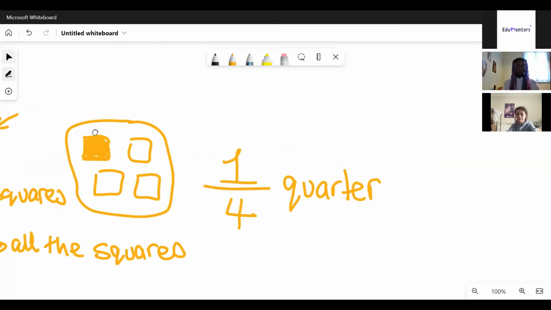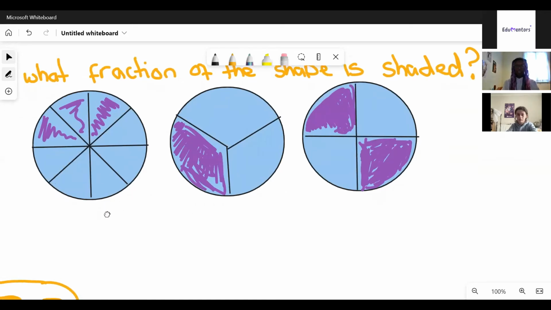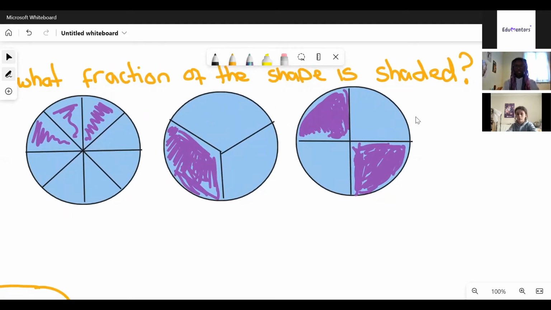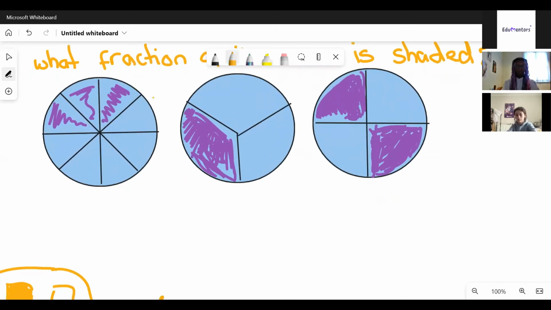That's good. So if I go up here to do more examples, now we have circles, and we want to work out what fraction of the shape is shaded. If we focus on the first circle, first you can work out the denominator. You remember the denominator is everything in total. So all the parts in this circle in total, how many would there be? 8. That's good, 8. And how many are shaded? 3. Yes, good, that'll be 3. So that means 3 out of 8 of this shape is shaded.